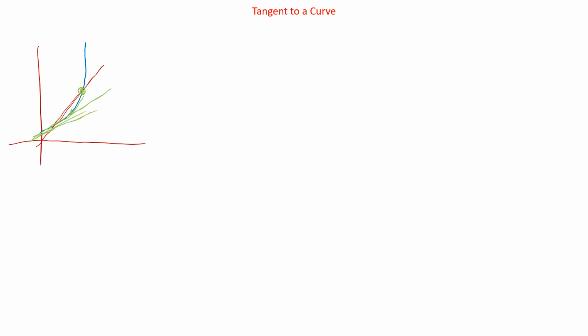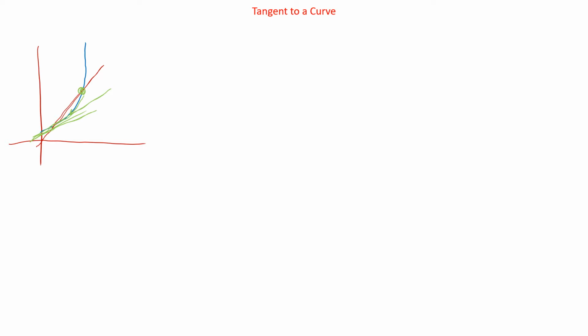Now, a tangent line is a line that touches a graph in one spot. Now, that is a simple definition of a tangent line. That's not necessarily always accurate. It touches the graph in one spot in the area.